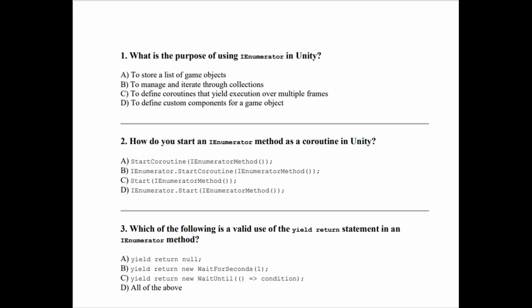Which of the following is a valid use of yield return statement in an enumerator method? Yield return null, yield return new WaitForSeconds 1. Obviously we use option A if we don't want to return anything, and we wait for 1 second. We have used both of these. Yield return new WaitUntil is for a specific condition that we need to meet. That's basically another way of meeting the condition, and that's also true. So all the options that are mentioned here are correct. So option number D is the correct answer.